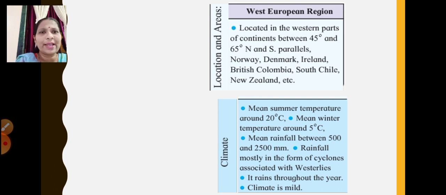Yes, so the climate is mild. It's not too cold, it's not too hot. It is mild, but it rains throughout the year and rainfall is mostly in the form of cyclones, which are associated with westerlies, the winds which blow from west to east.